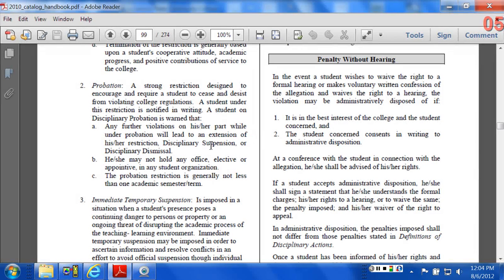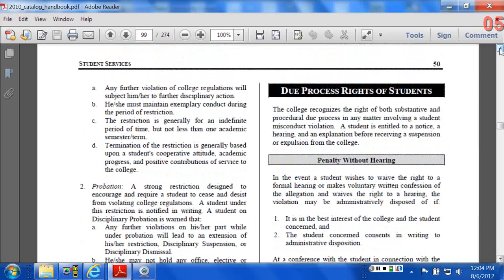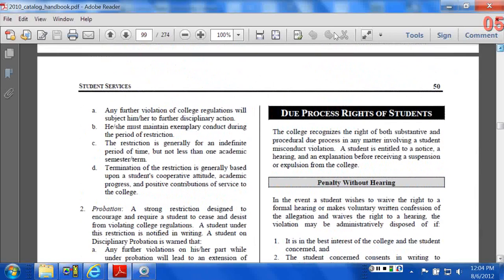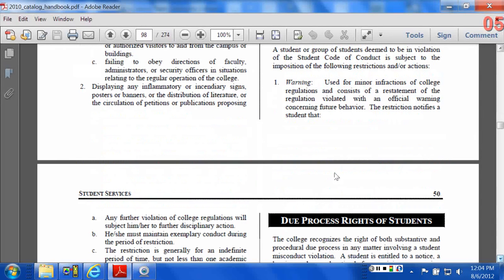In the administrative disposition, the penalties imposed should not differ from those that are stated in the definition of disciplinary actions. Now we can go back over and look at those actions. I'll just show you those, and we're going to go to a hearing first, and then we'll come back. But I wanted you to note that there are disciplinary actions that can be taken, but those actions would still be consistent whether you're before a committee or before an administrator.